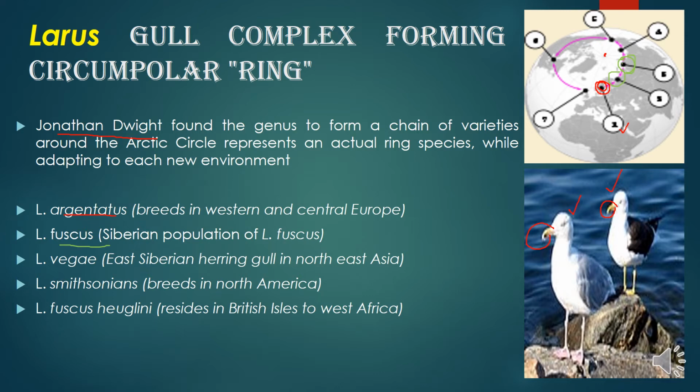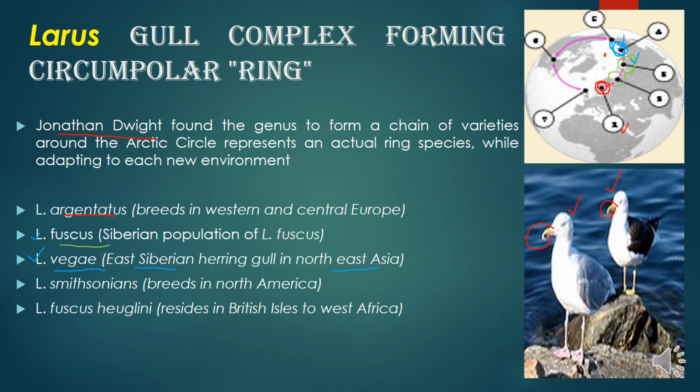Then we have, I'm drawing it in blue, Larus vegae, that is found in East Siberia and Northeast Asia, that is number 4. This species can breed with number 3, that is this green species, and this blue one. These two closely sited species can interbreed, that is Vegae can interbreed with Fuscus.